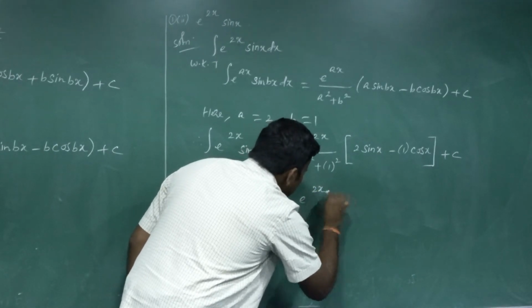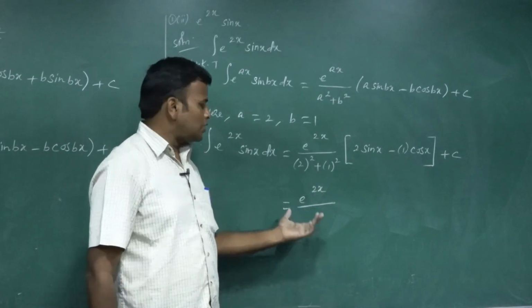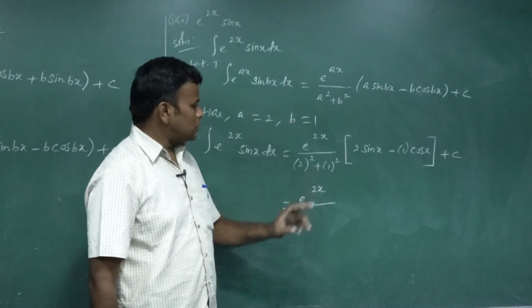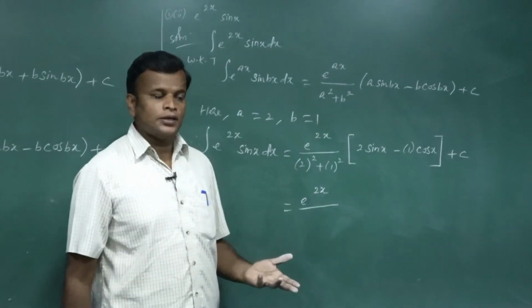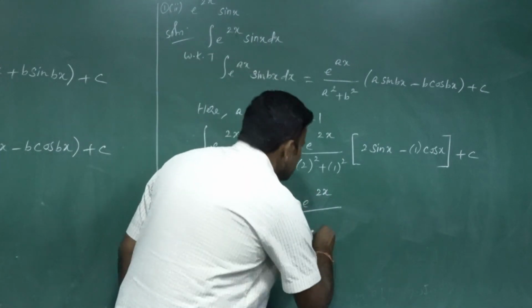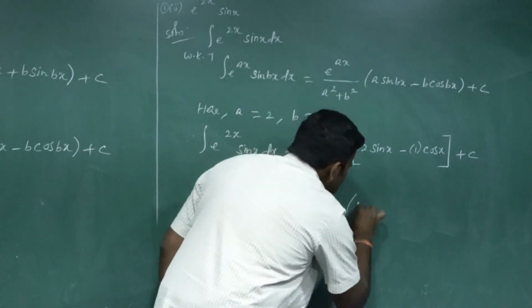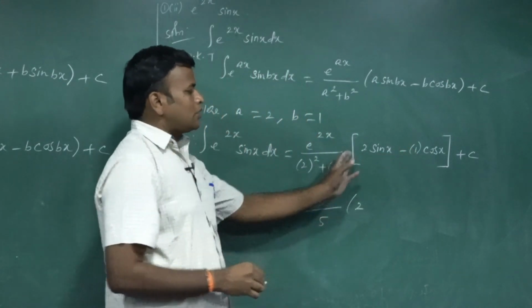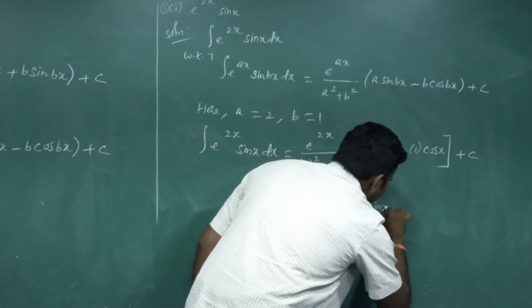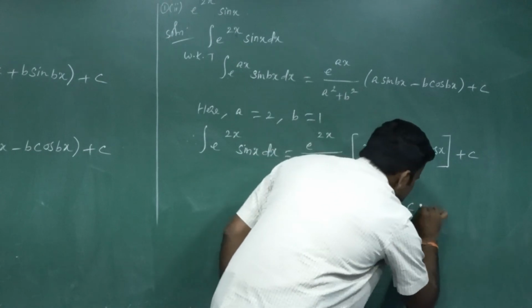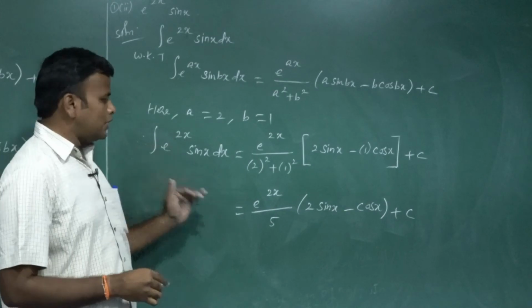e power 2x. What is the final answer of this one? It's the easy one, so I reduce one step. The value of 2 square is 4 and the value of 1 square is 1. 4 plus 1 is 5. So that value is e power 2x divided by 5. Now within this bracket, the bracket is our choice. If we take a square bracket or parenthesis, 2 sin x minus 1 into cos x is cos x, cos x plus c. So it is the answer of our given integration.